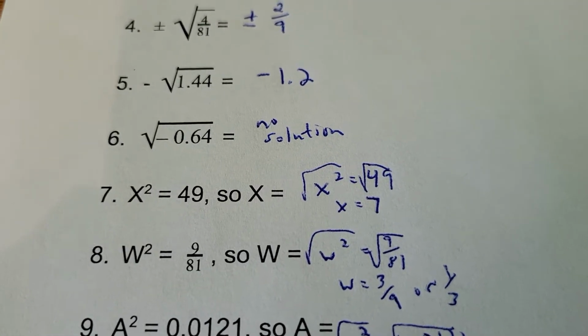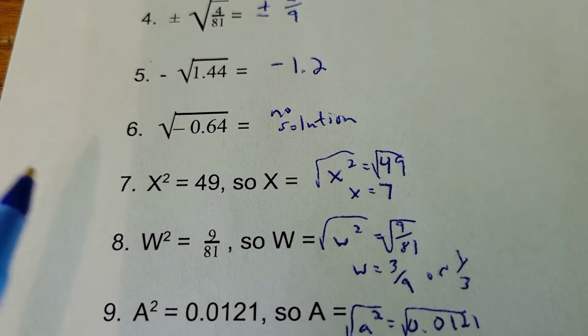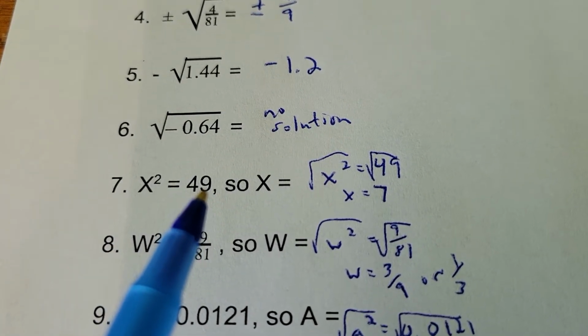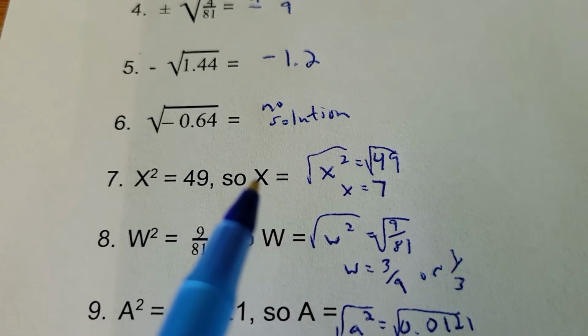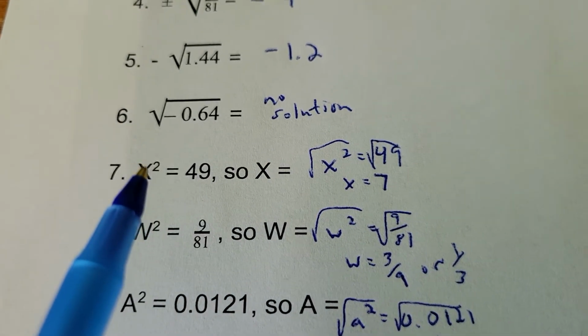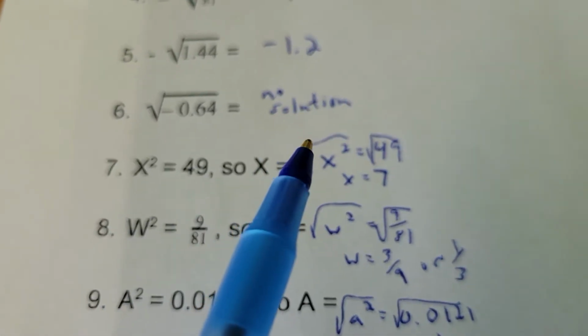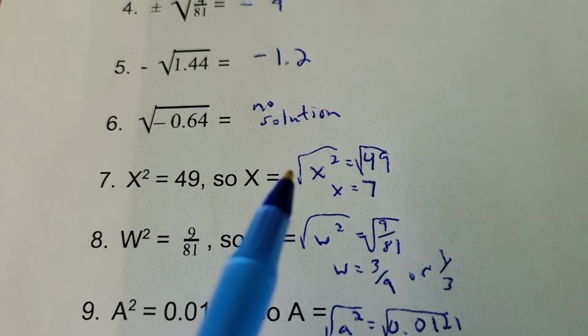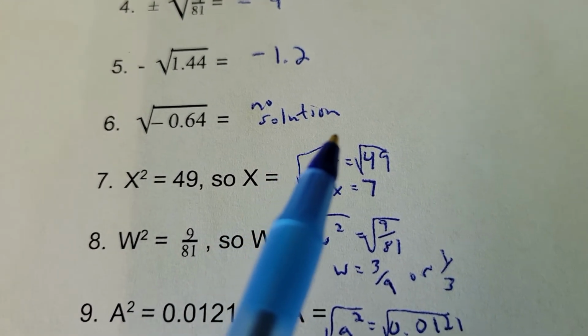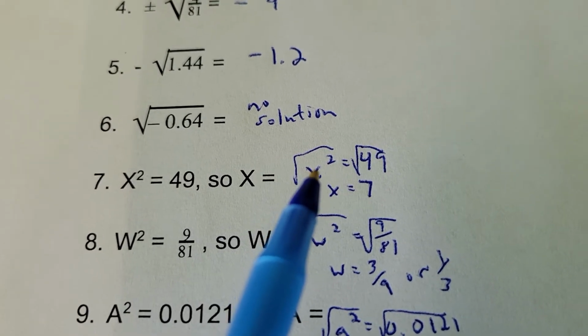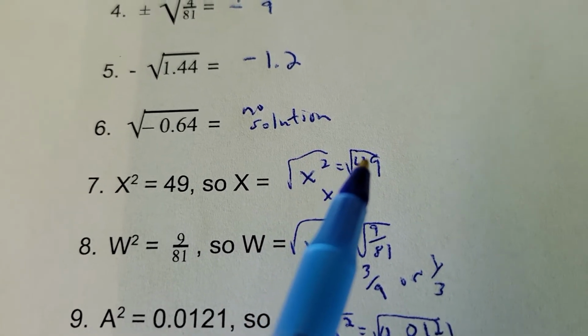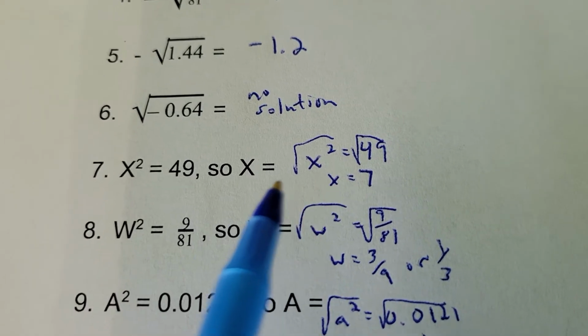All right, what do I do when I have some algebra types of problems? If I got x squared equals 49, so x equals, well, if x squared is 49, I don't want x squared, I want just x. So the opposite of squaring a number is to square root it. So square root it, and the square root of x squared is just x. Square root of 49 is 7.